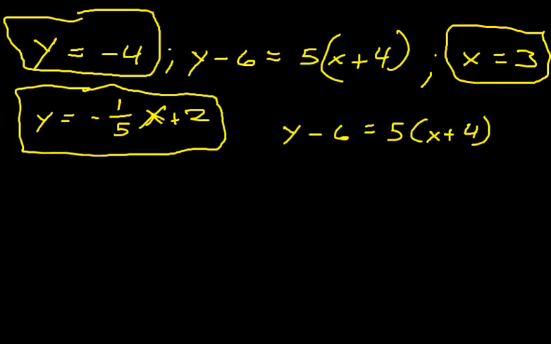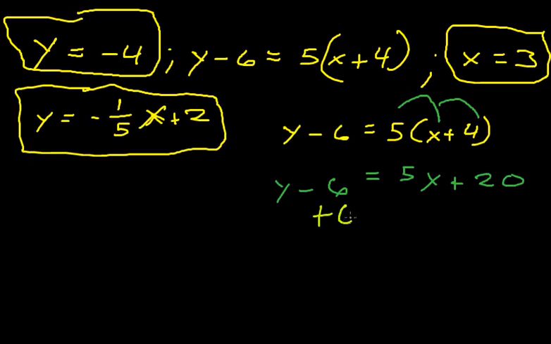And from here, you're going to do the distributive property. Let's start going to work on this problem. I've got 5x on this side plus 20 equals y minus 6. So I can further simplify this by adding 6 to both sides of the equation. And now I end up finding out that y equals 5x plus 26.